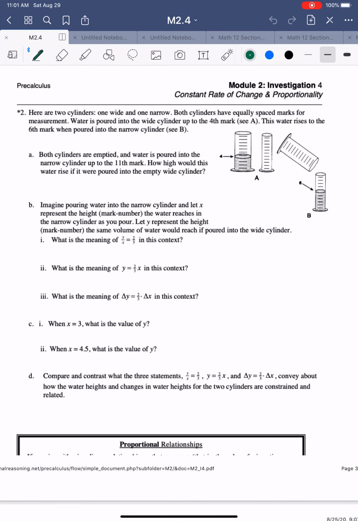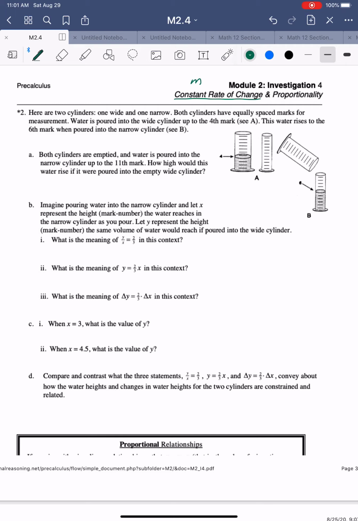Hello, this is Module 2, Investigation 4. We're going to talk about constant rate of change and proportionality. Constant rate means it's like a slope in a linear function. The constant rate of change, we can call that m.